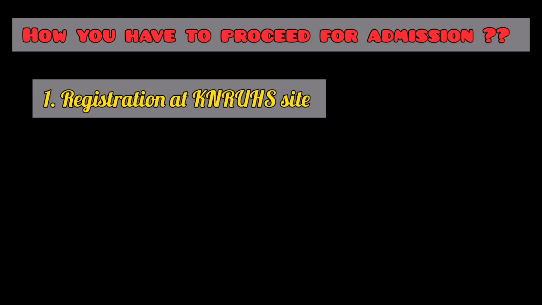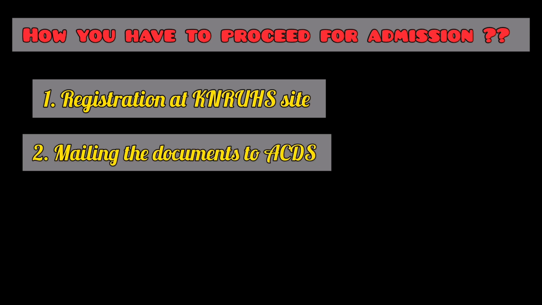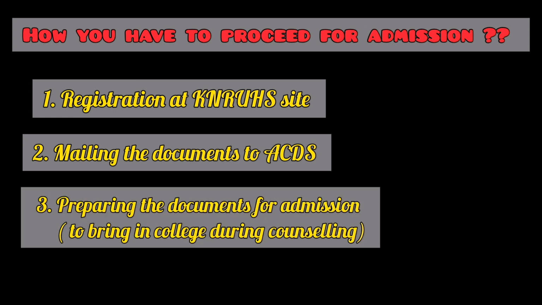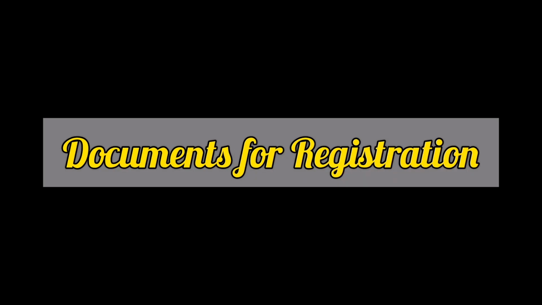Watching the video. How you have to proceed for the admission? First you have to register at the KNRUHS site. I'll tell you the documents required for that registration purpose. Then after the registration is done, you have to mail some documents. Then thirdly, you have to arrange all the documents that are to be brought to the college while the admission process. Now first let's see the documents required for the registration.